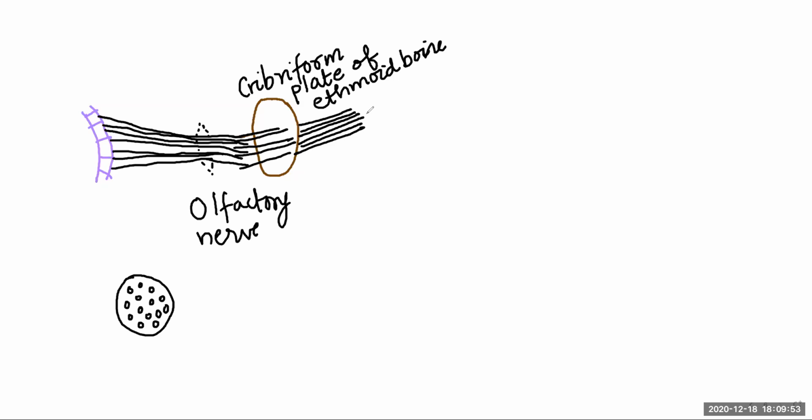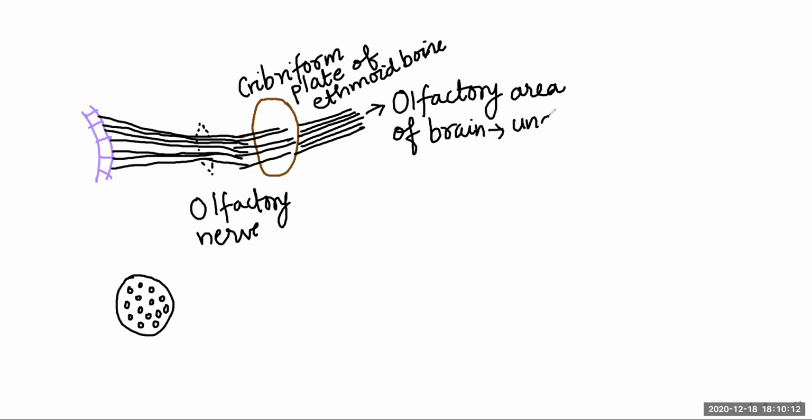Now from here, the olfactory nerve will reach the olfactory area of the brain, and this olfactory area of the brain understands the smell. So based on the smell, it will understand whether it is a good smell, a bad smell, or whether you should be away from it. Like anything which is decaying will release hydrogen sulfide.